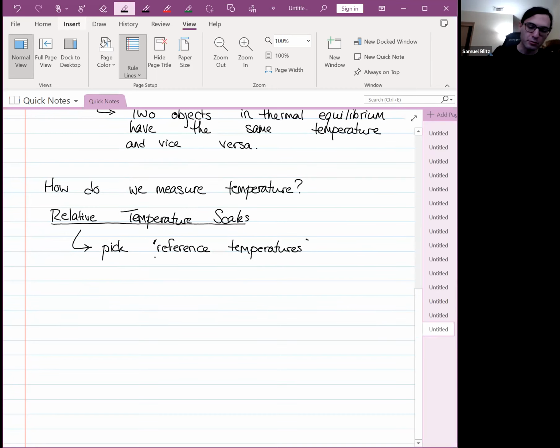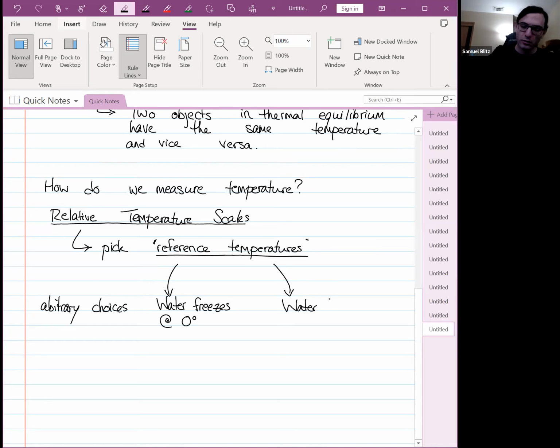And so these reference temperatures are actually just arbitrary choices, right? By the way, we often want to choose two because you need 2 points to form a line, and we want this to be a linear scale. So say we choose that water freezes at 0 degrees, and then let's say that water boils at, say, 5 degrees. Those are choices that we can make. It's just an arbitrary choice.